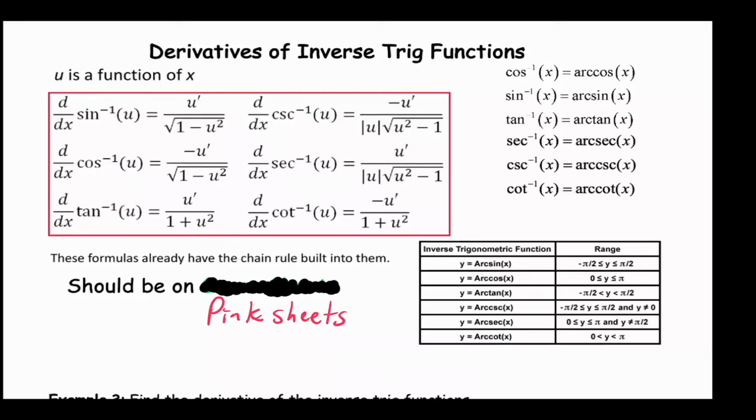Okay, so today what we're doing is derivatives of inverse trig. We've done derivatives of trig functions, right? The derivative of sine is cosine. The derivative of cosine is negative sine. The derivative of tangent is secant squared.